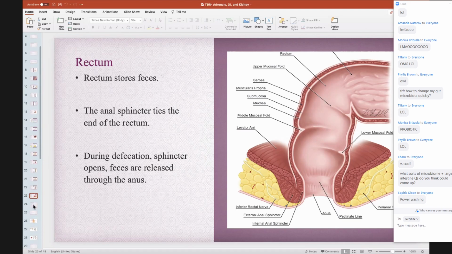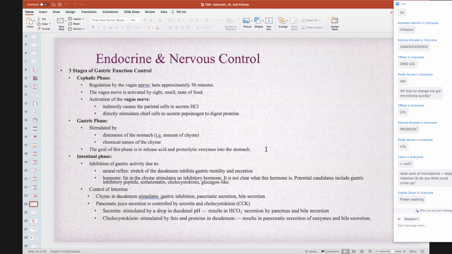Alrighty. Endocrine and nervous control. The GI system is under endocrine and nervous control. There are 3 specific phases that I want you to know: the cephalic, gastric, and intestinal phases.